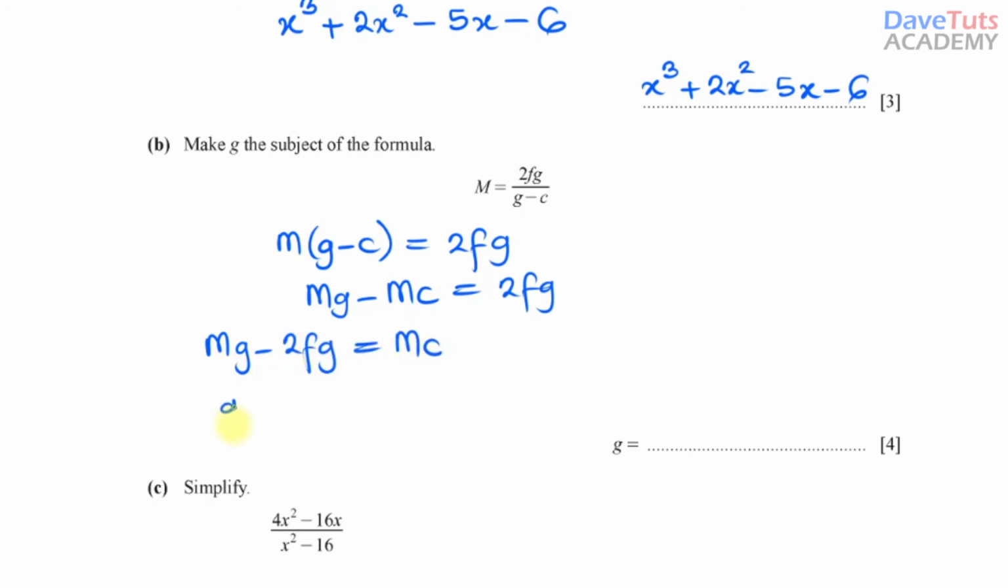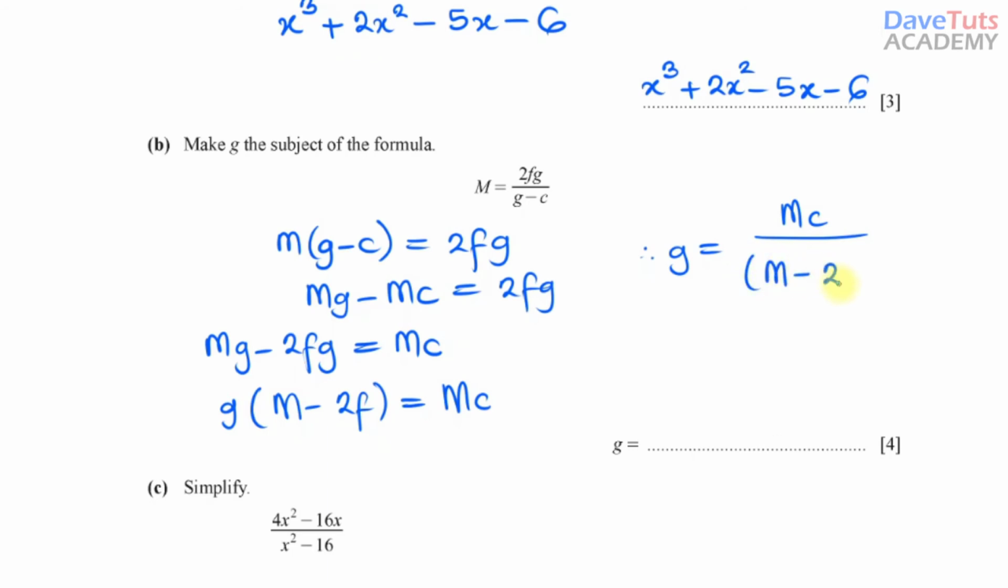Then g is common here. g into m minus 2f is equal to mc. Then if we want to make g the subject of the formula, we can divide both sides by m minus 2f. So we can have g to be mc over m minus 2f. Okay, so that is how far we can go. We can just write that out as mc over m minus 2f as the answer when we make g the subject of the formula from this particular expression.